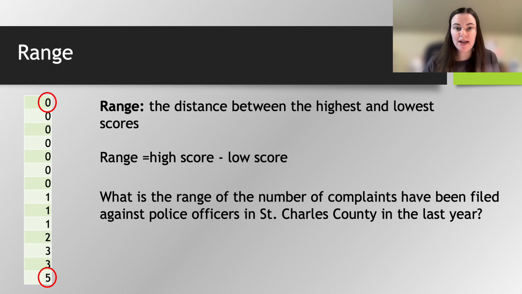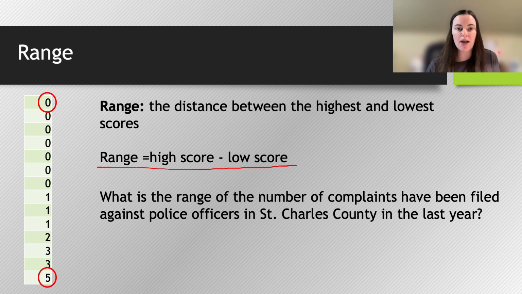So let's start off by discussing the range. And the range is simply the distance between the highest and the lowest scores of a data set. The calculation revolves right around that very thing. All you have to do is take that highest score and subtract it by the lowest score.